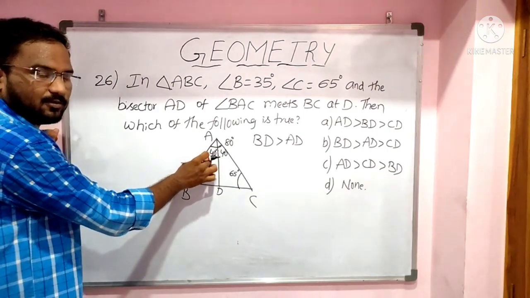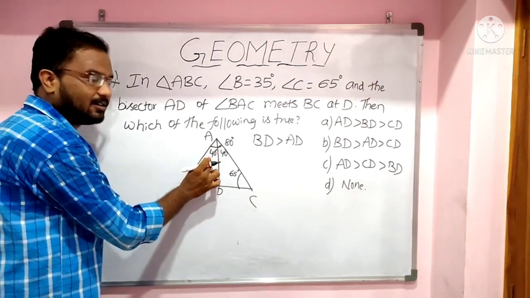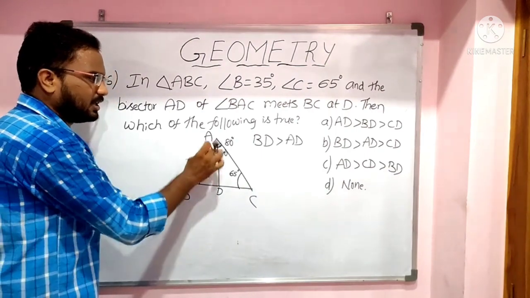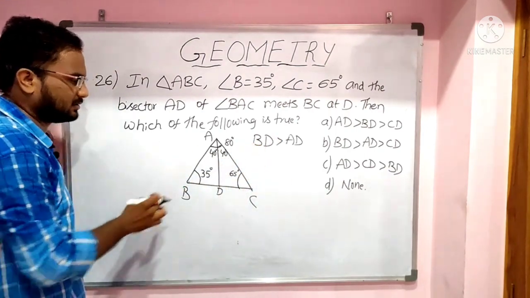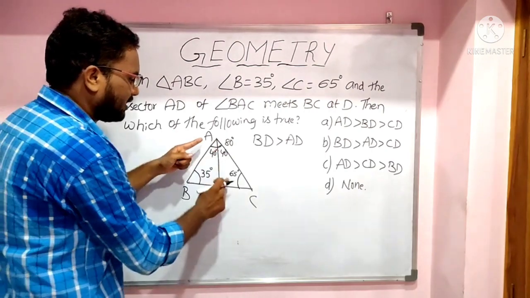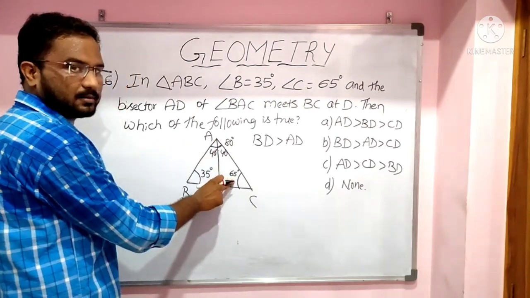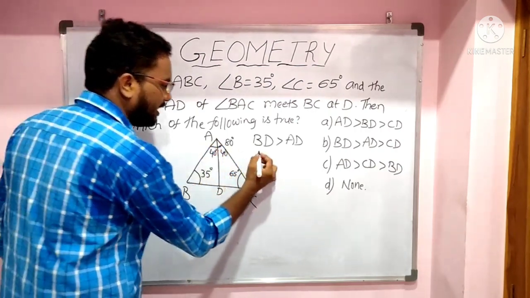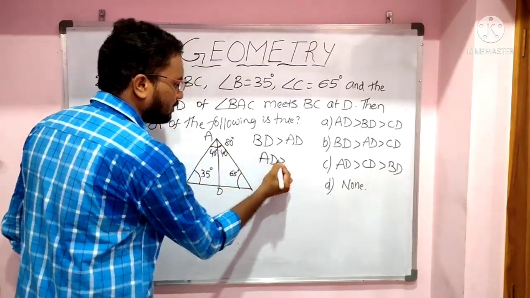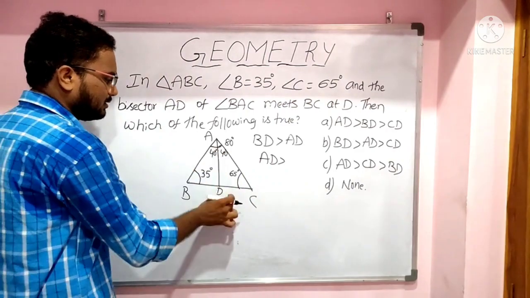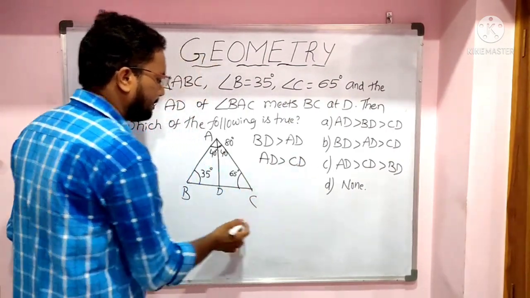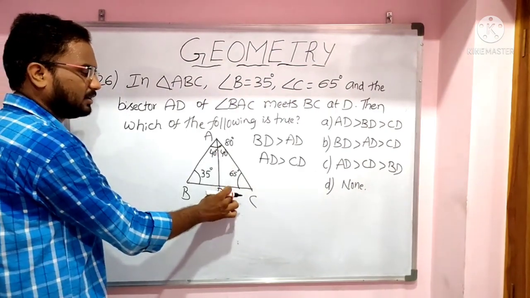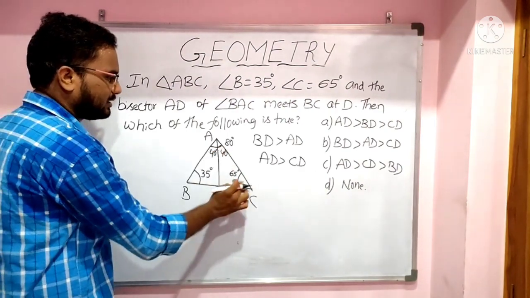In this triangle this is 40, this is 35. So the greatest angle is 40, and the greatest angle will have the greatest side opposite to it. So BD is greater than AD. And in this triangle this is 65. So in this triangle the greater side is AD. So AD is greater than CD. So this side should be greater than this side. So AD is greater than CD.